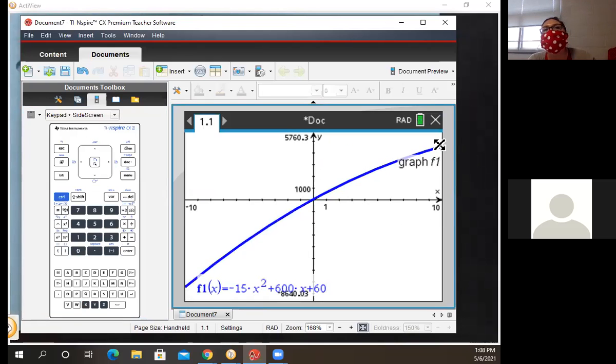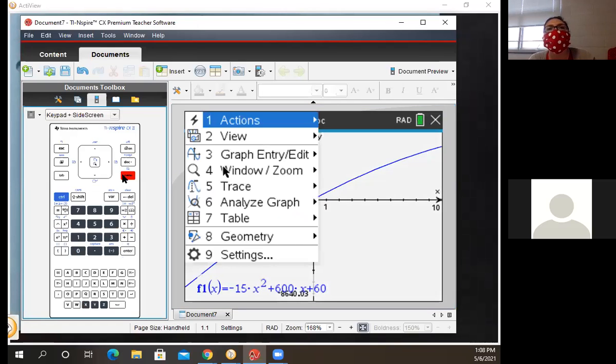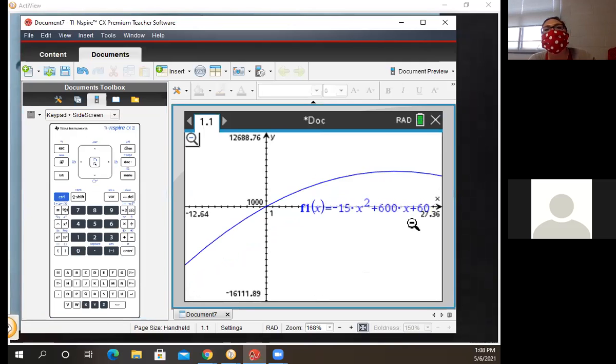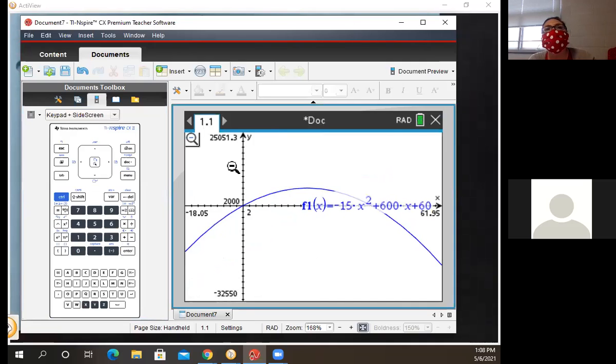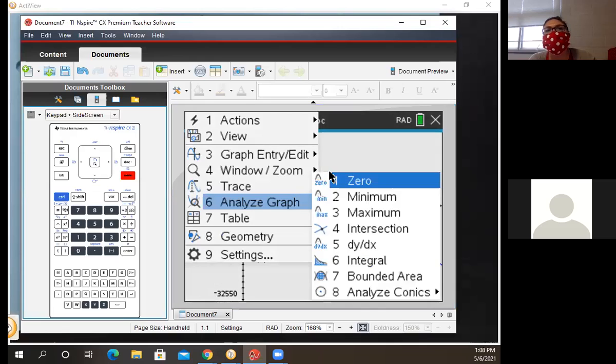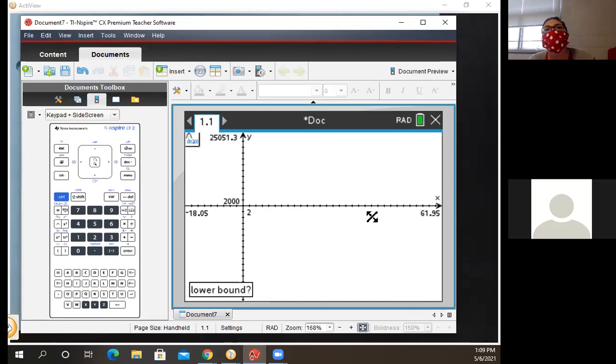I can start to see that curve. I can't see the maximum yet, though. I can't see the other half of my parabola. So we'll zoom out a little bit. Menu, zoom, out. There we go. Okay, now let's find that vertex. So this is menu, analyze graph, maximum, since the vertex is the maximum point on this graph.